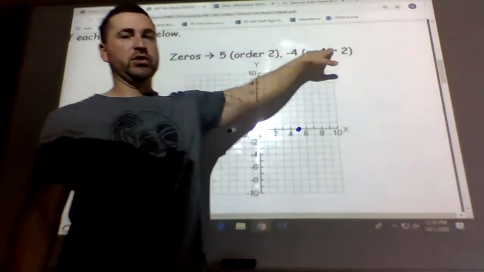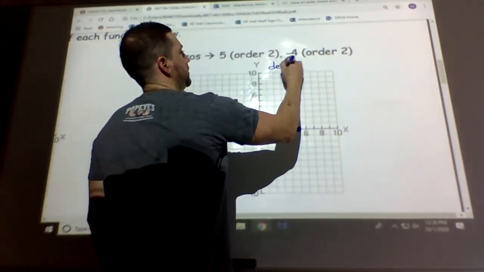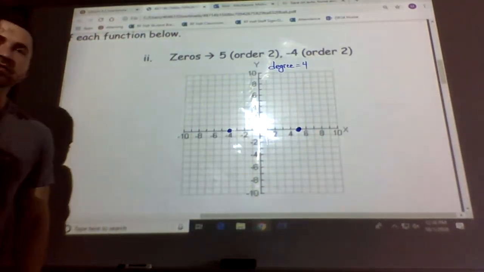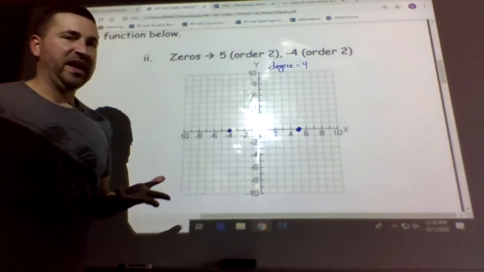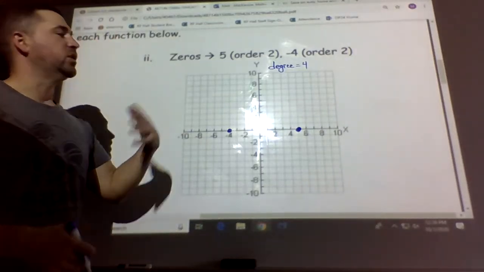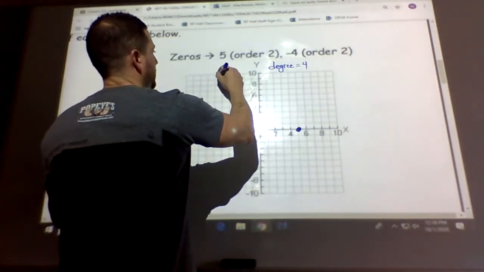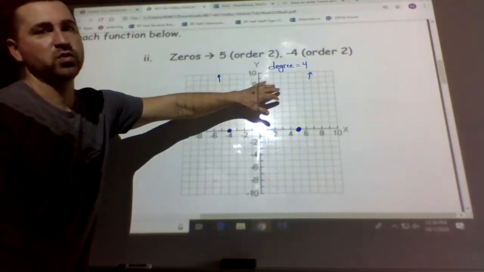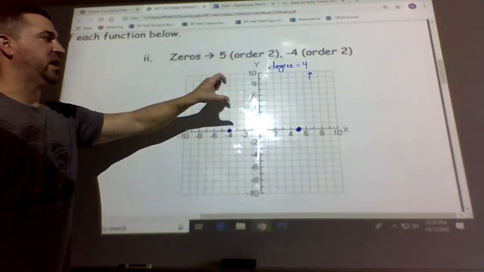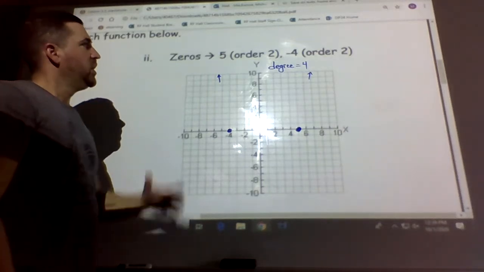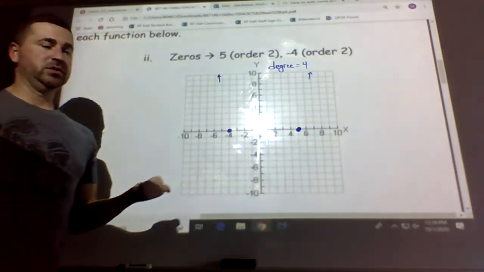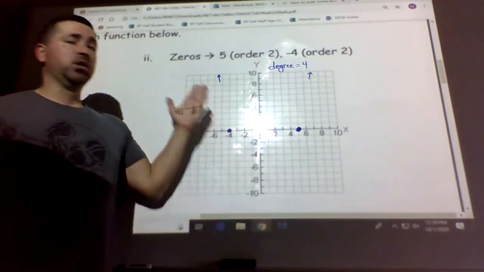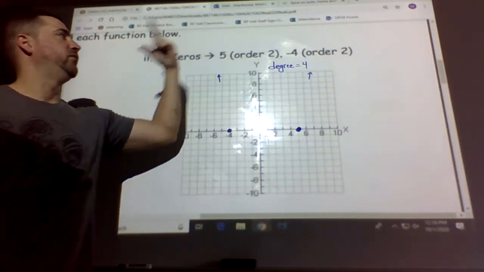If I have order 2 twice, that gives us a degree of 4. If we have a degree of 4, we have a quartic function. It doesn't say anything about the a value, so we don't have an equation, so we'd assume that it's positive. So if it's an even polynomial function, it's going to go through quadrants 1 and 2. So the end behaviors go in that way, and we're going to touch these x-intercepts. We can't find the y-intercept because we don't have an equation, and we can't find any points in between.